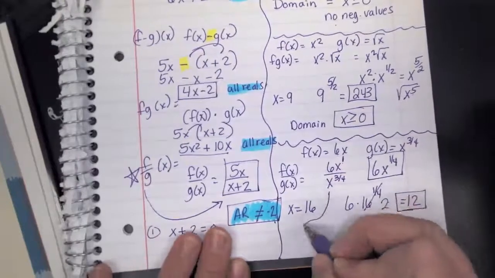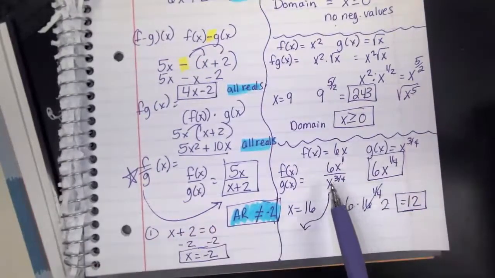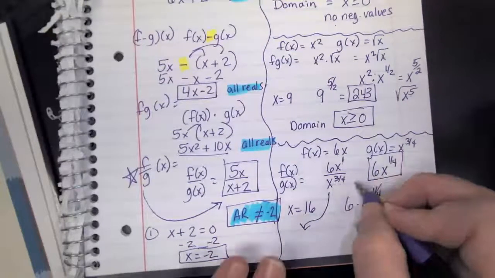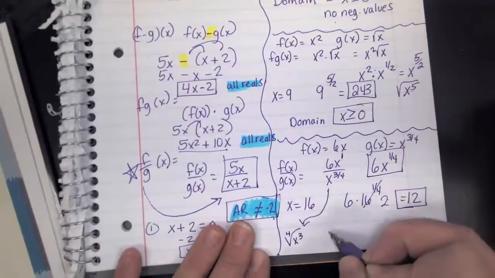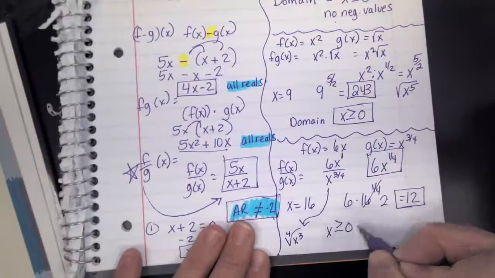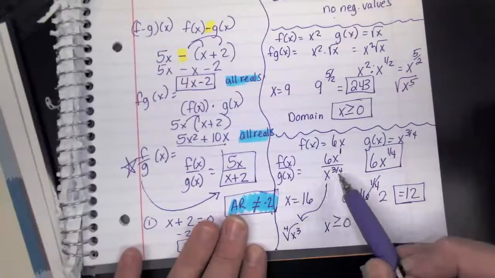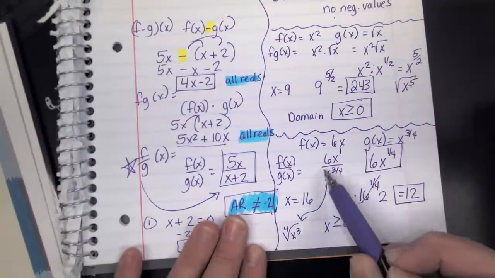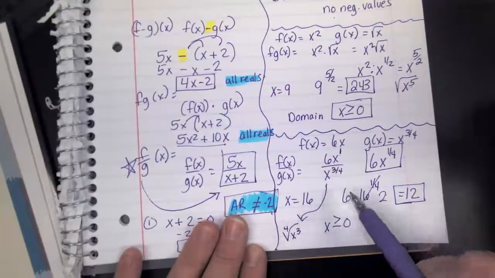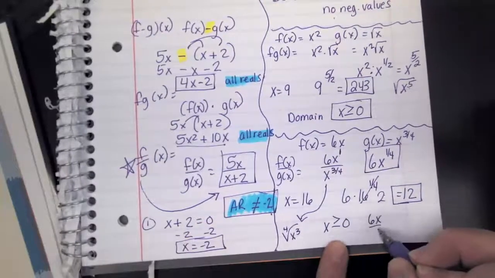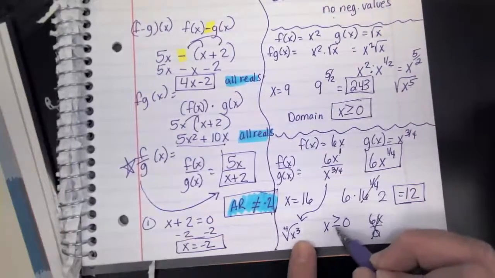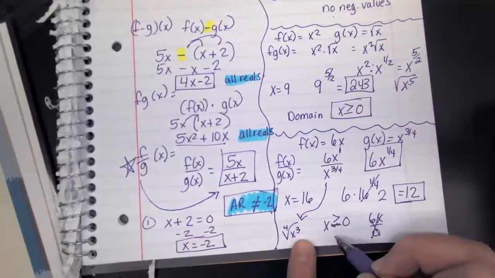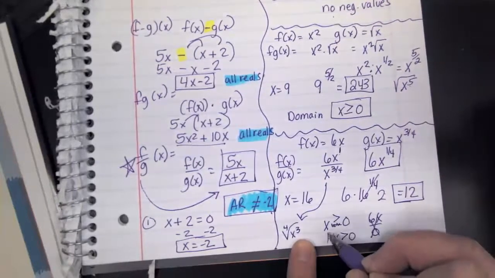Now, let's think about domain. Okay, first of all, notice we have a 4th root, right? 4th root, you can't have negatives. So x has got to be greater than or equal to 0. But what can't x be in the bottom? Ooh, see I'm making it with my pen. X can't be 0. I can't have this. That is a no-no. So you know what? I've got to get rid of that equal to and just make it greater than 0.